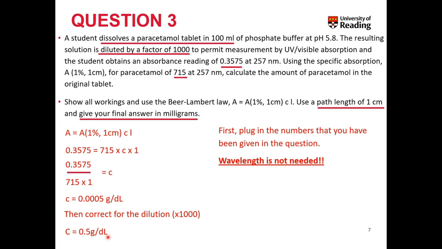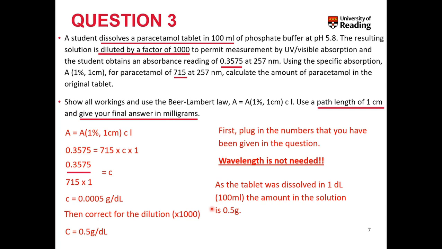However, this is not the amount that is in the original tablet. We need to convert this into a mass, and we can do this by looking at how much solution we originally had. So the tablet was originally dissolved in 1 deciliter or 100 ml of solution. As we have a solution that has a concentration of 0.5 grams per 100 ml or per deciliter, this means that the amount dissolved in the solution is 0.5 grams, and therefore the amount of paracetamol in our tablet was 0.5 grams.